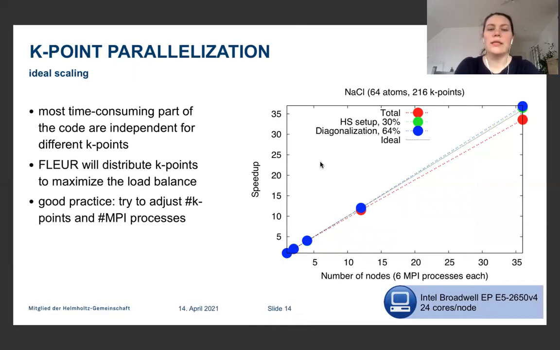On the plot, you see speedup. What's that? We run the same calculation on 1 node, on 2 nodes, on 4 nodes. And ideally, we would expect that our calculation becomes 2 times faster, 4 times faster, and so on. This ideal behavior is plotted here, this gray line. And we can see that the real speedup, this total speedup in red, is indeed very, very close to the ideal. So this parallelization over k-points is indeed very effective.